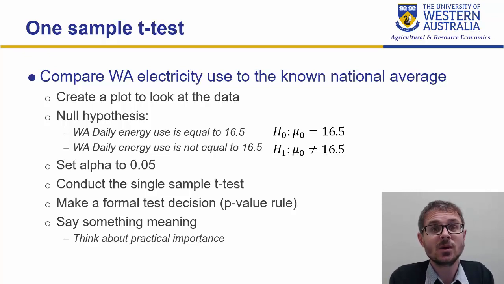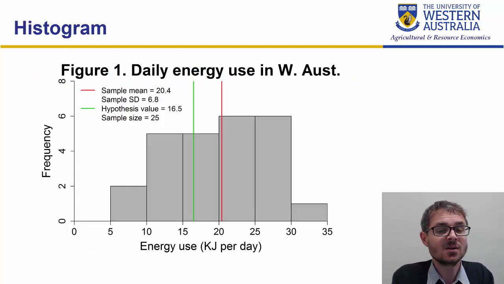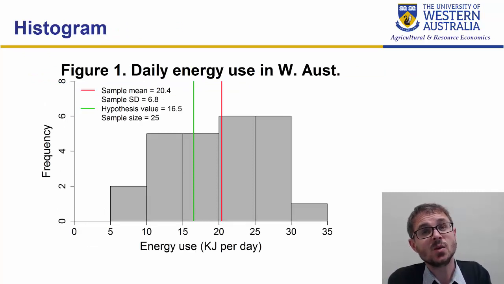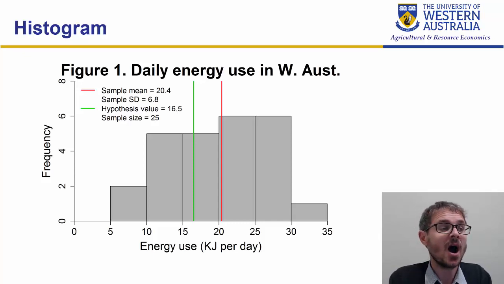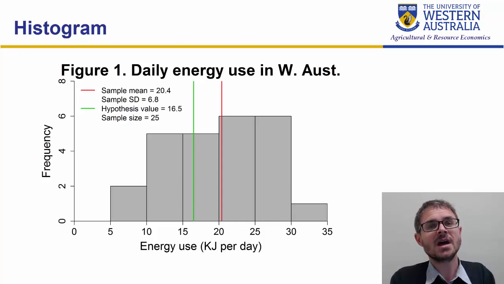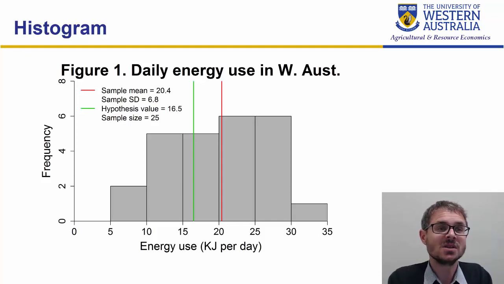First step, we create a plot. For this one, I've created a histogram. And what have we got sitting in here? We've got the sample mean, 20.4. So we know our sample data is showing WA higher than the national average, and we're testing against 16.5. So we know our sample is above the test value, but we want to understand, is that difference we observe just due to sampling variation, or is it a true difference? With our plot, it's not clear to me which way to think about this.